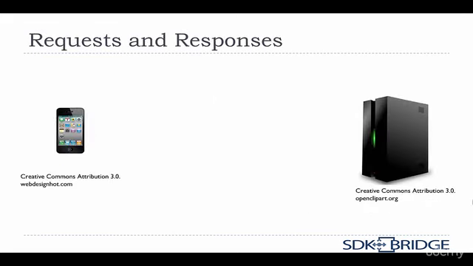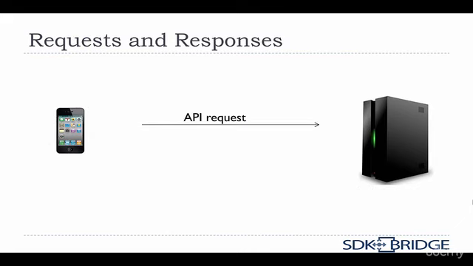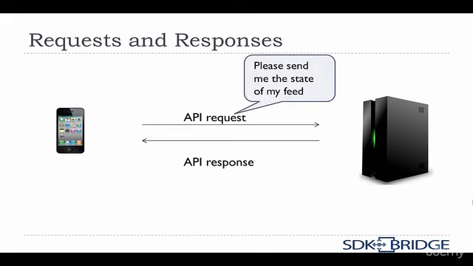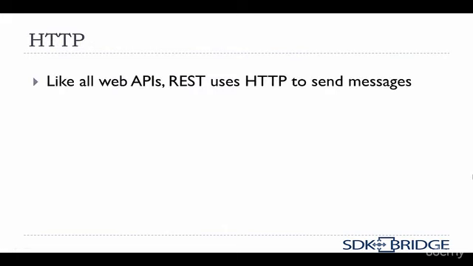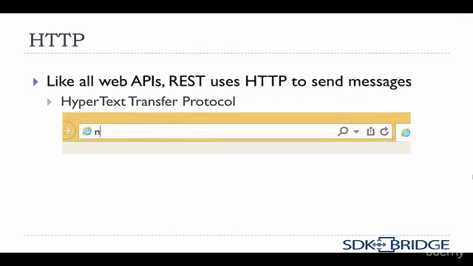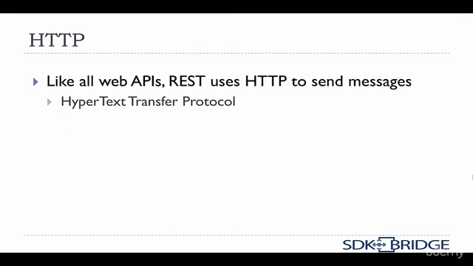As I've mentioned before, web APIs have requests and responses. REST uses the concept of representational state transfer, where requests and responses can transfer the state of data that represents something. Like all web APIs, REST uses HTTP, which stands for Hypertext Transfer Protocol. This is the same protocol that web browsers use. In fact, you might have noticed that when you put an address into a browser, HTTP or HTTPS will show up in the address bar.